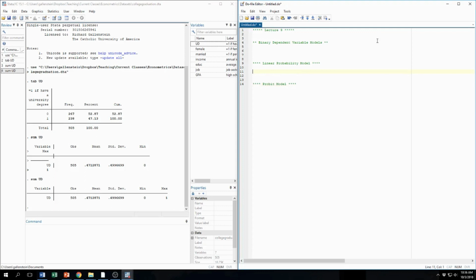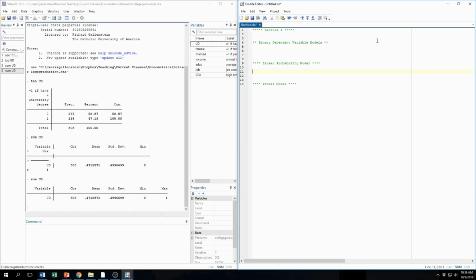Okay. So I want to illustrate these two models. I want to talk about how to interpret them, the goodness of fit measures, and the marginal effects issues. And I want to reinforce for us when to use which model. I think that's it. So let's go through that. Let's start with the linear probability model, and run it first.